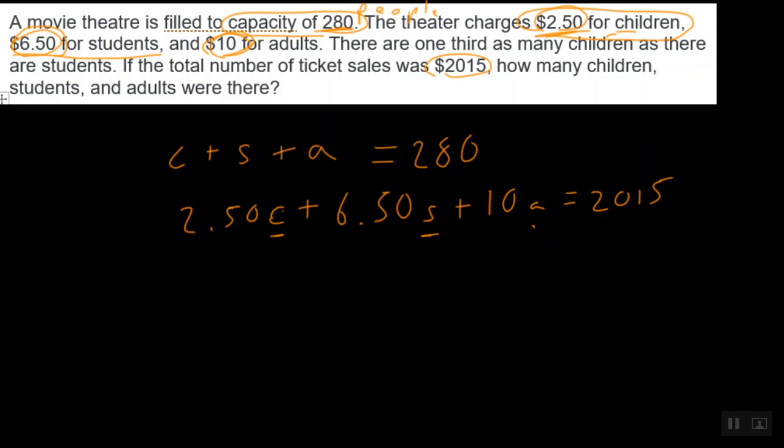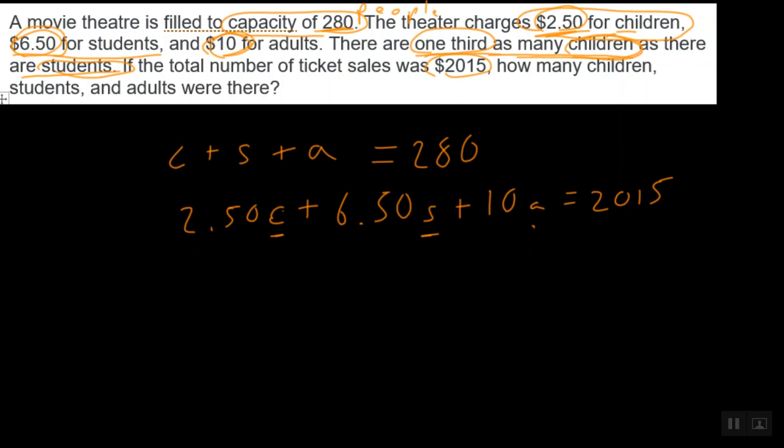Lastly, there's always going to be some sort of ratio statement. So it says this, there are 1/3 as many children as there are students. I'll say it one more time. There are 1/3 as many children as there are students. So this begs the question, where does the 1/3 go? Let's see, there's 1/3 as many children.